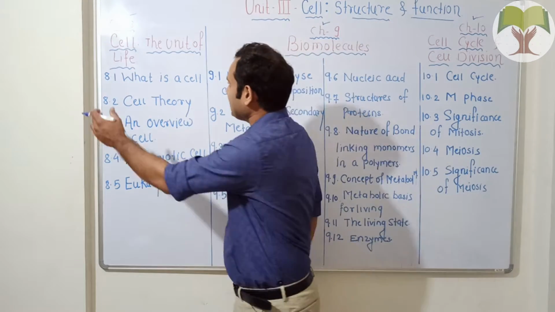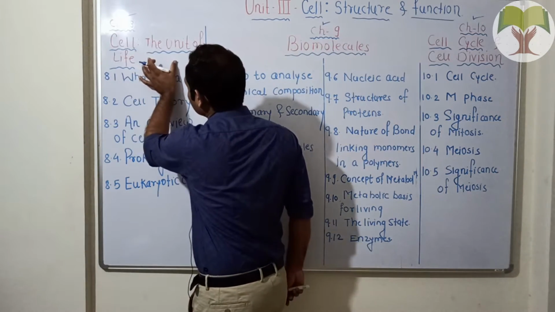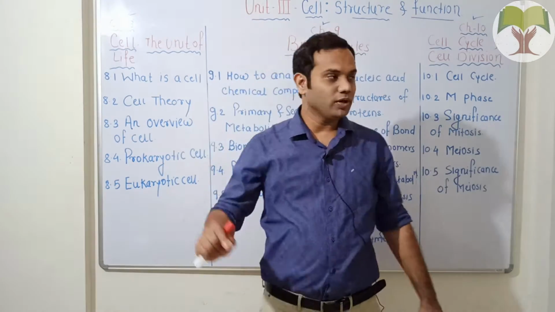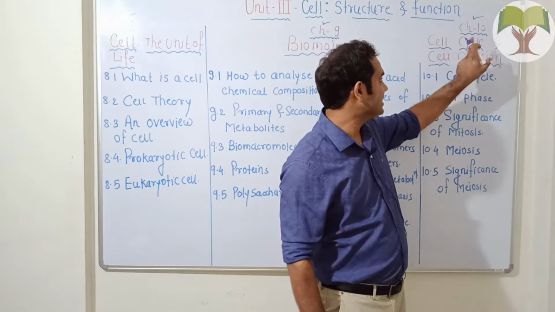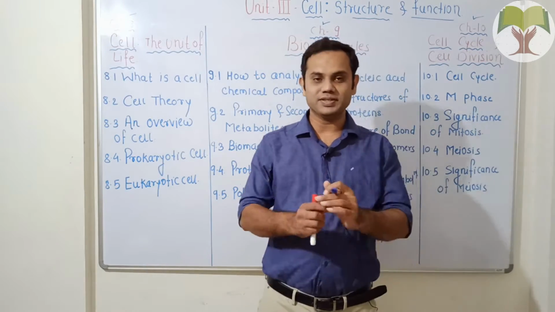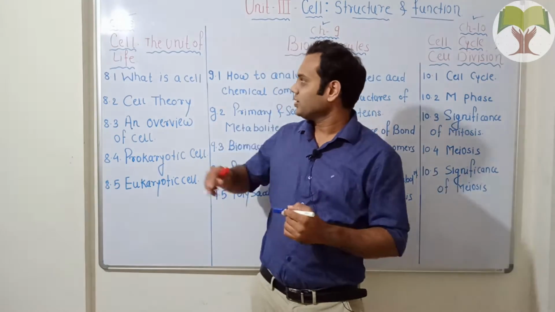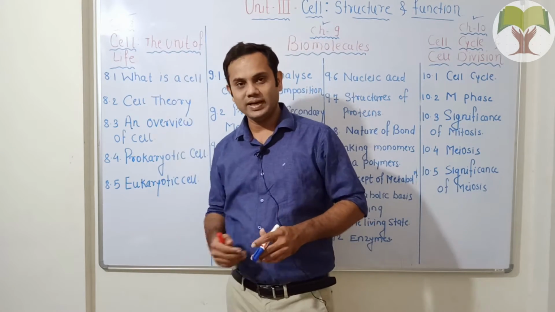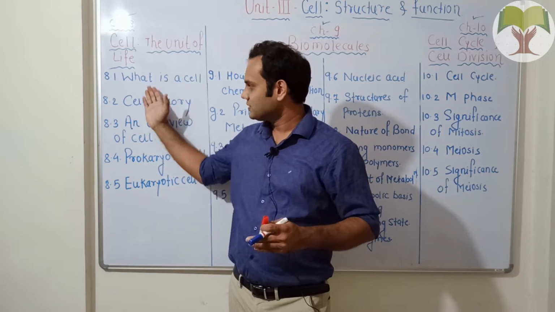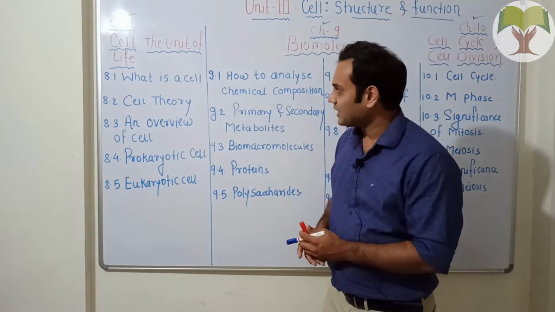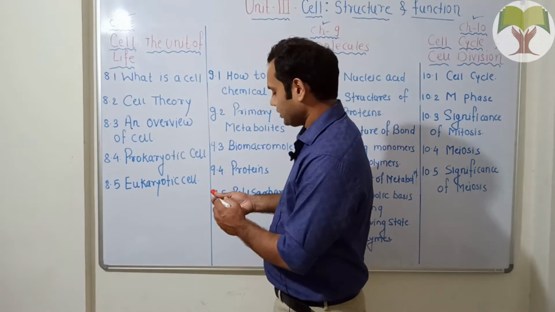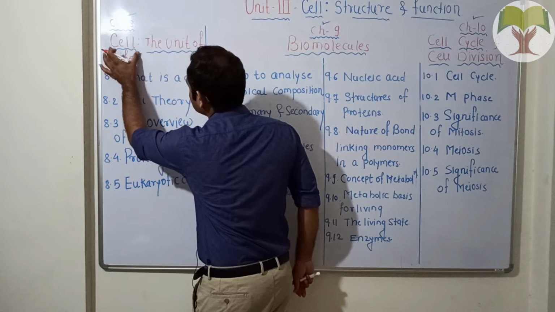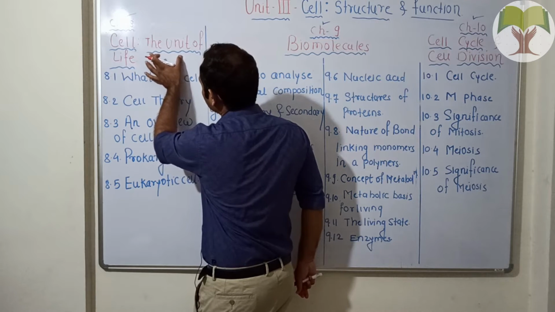Chapter number 8 is Cell: The Unit of Life. Chapter number 9 is Biomolecules, and chapter number 10 is Cell Cycle and Cell Division. In this lecture, we will discuss the points given in each chapter serially. So let us start with chapter number 8. What is chapter number 8? Chapter number 8 is about the cell, the unit of life.